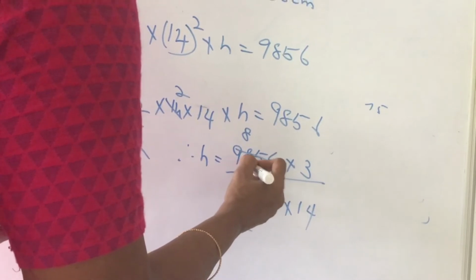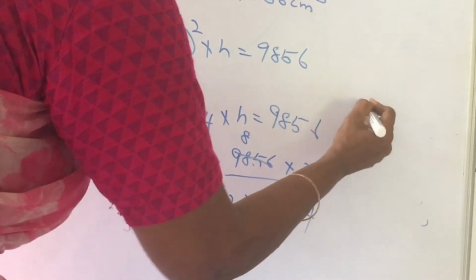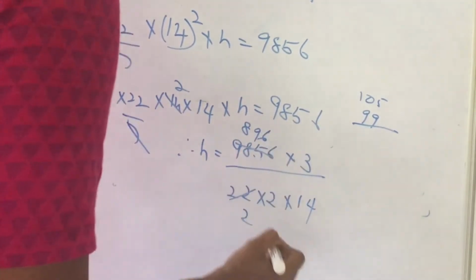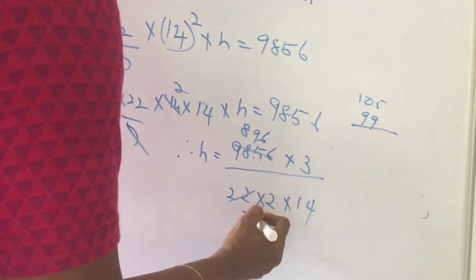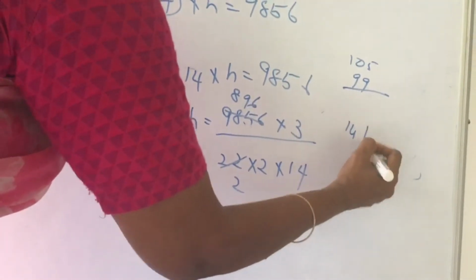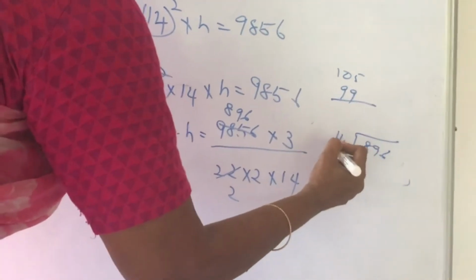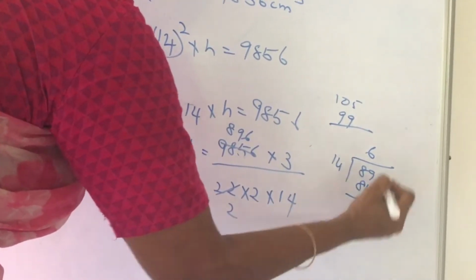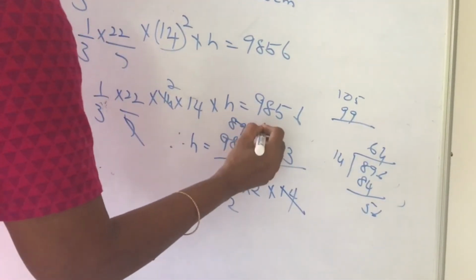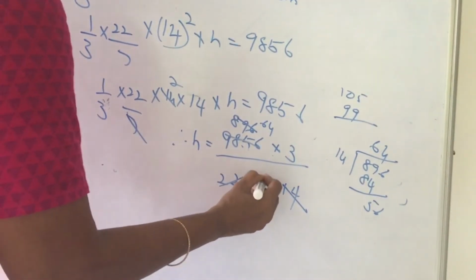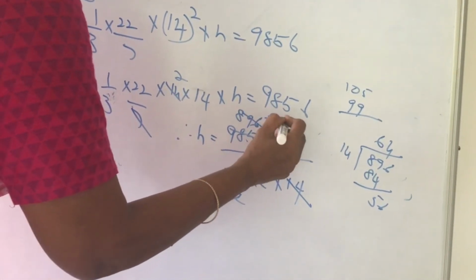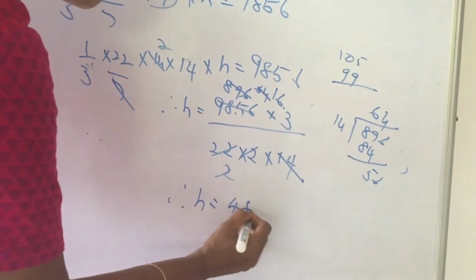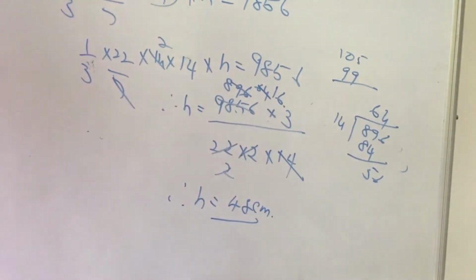88 means 105. 105 means 99 times 896. Yes, 2 goes in 896. 14 divides how many times? 84, 56, 64 times. And 2 2s are 4. 4 divides how many times? 16 times. Therefore, h is equal to 48 centimeters.